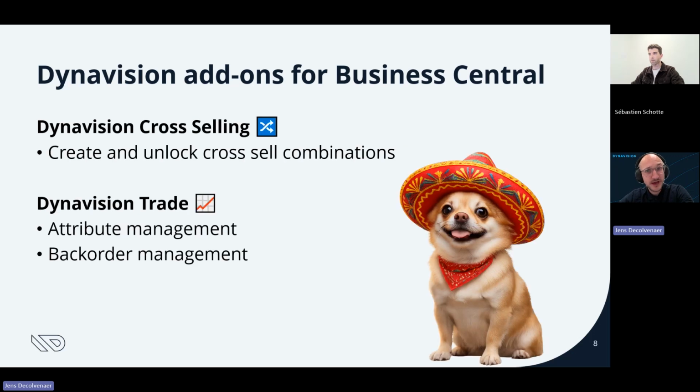In verticals where you have large assortments, it becomes almost impossible to remember all your cross-sell and upsell combinations. So we decided to put your mind at ease with the Dynavision cross-selling app that will support you in increasing your average quote amounts. And last but not least, we are demonstrating the Dynavision Trade app that, amongst others, has powerful attribute and back order management features.